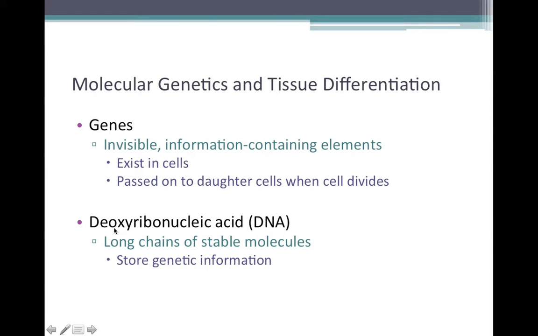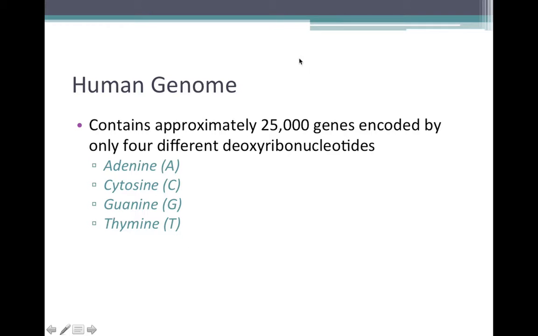Now, DNA, or deoxyribonucleic acid, are these long chains of stable molecules that store our genetic information. Now, it turns out that the 25,000 genes or so that are contained within our genome are all encoded by a series of 4 different molecules, which are nucleotides. We have adenine, cytosine, guanine, and thymine. And these nucleotides, in a certain sequence or pattern, is what encodes our genes, or our DNA. And it only takes about 25,000 genes to make a human. And each of these 25,000 genes encodes for a specific protein.